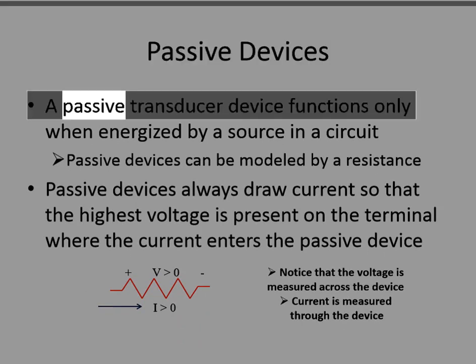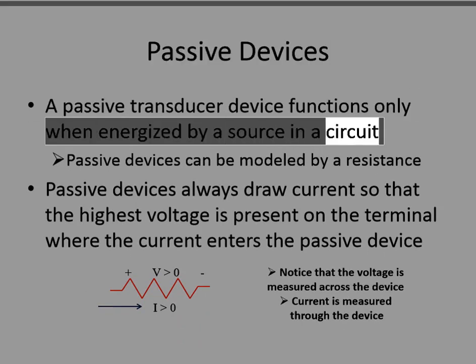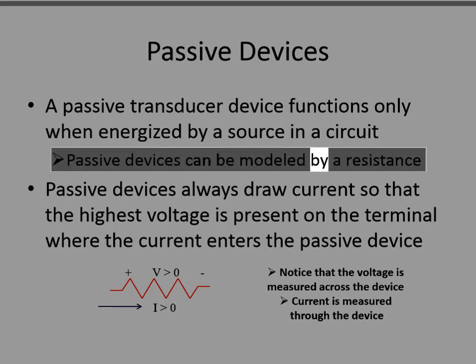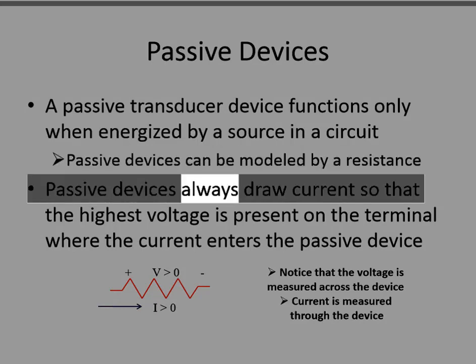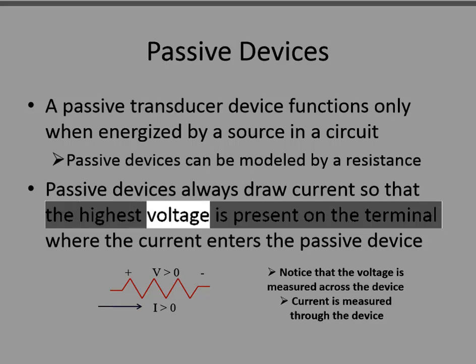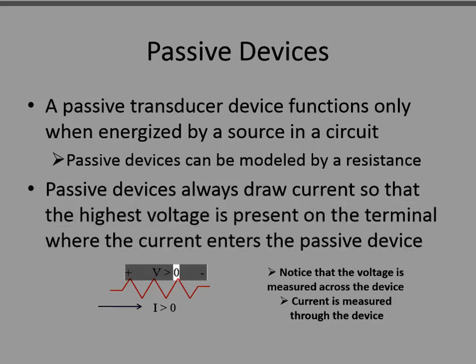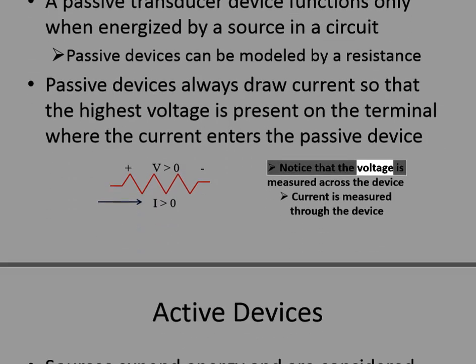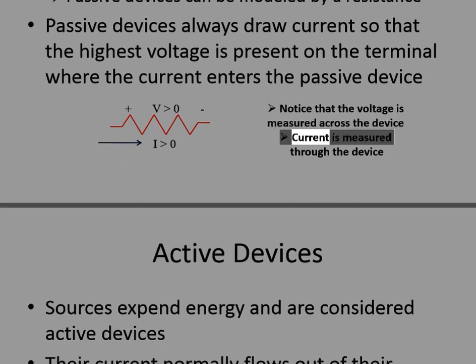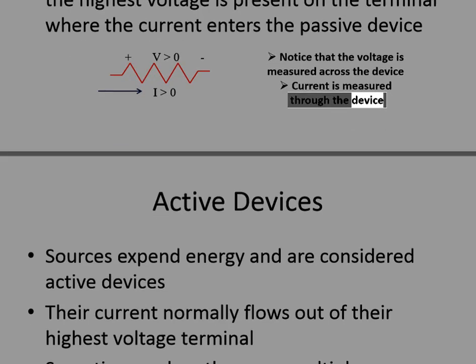Passive devices. A passive transducer device functions only when energized by a source in a circuit. Passive devices can be modeled by a resistance. Passive devices always draw current so that the highest voltage is present on the terminal where the current enters the passive device, V0, I0. Notice that the voltage is measured across the device. Current is measured through the device.